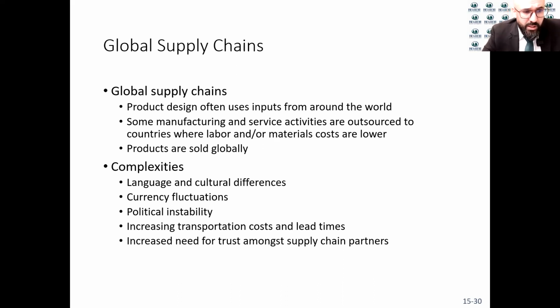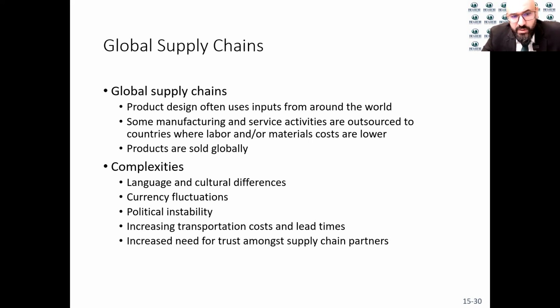So global supply chain: product design often uses input from all around the world. So that's one important thing. If you want to go global, you have to bring input and feedback from people from around the world. You select different cultures and ask them what they think, and this is how you design your product or service based on the interests from all cultures from around the world.